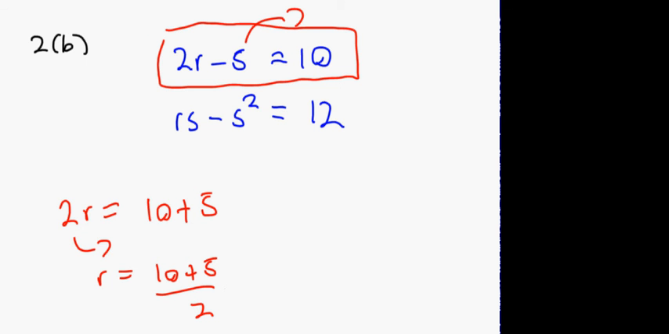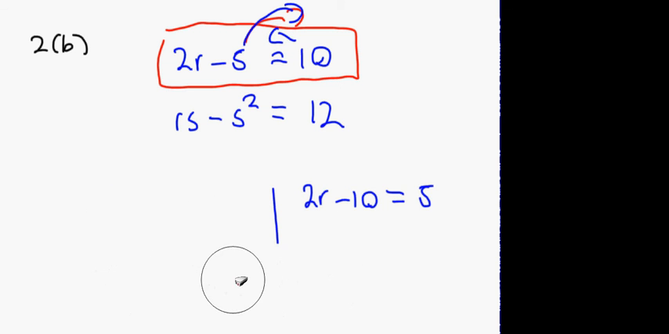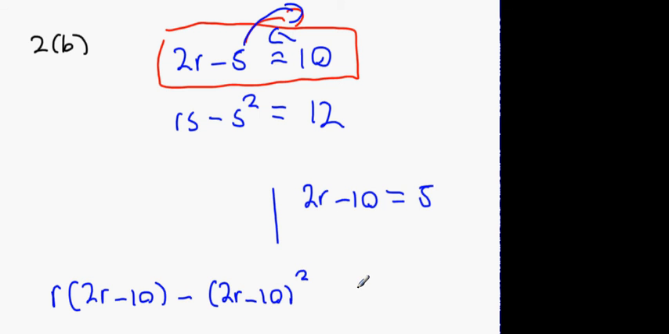What I suggest is you take the other route. Bring the s over the right hand side, bring the 10 over the left. And what you're going to get is 2r minus 10 equals s. No fraction, no problem. Okay? Now that that's done, what you're going to get next is you're going to substitute anywhere you see s, you now replace it with 2r minus 10. So you're going to have r bracket 2r minus 10 minus 2r minus 10 squared equals 12.